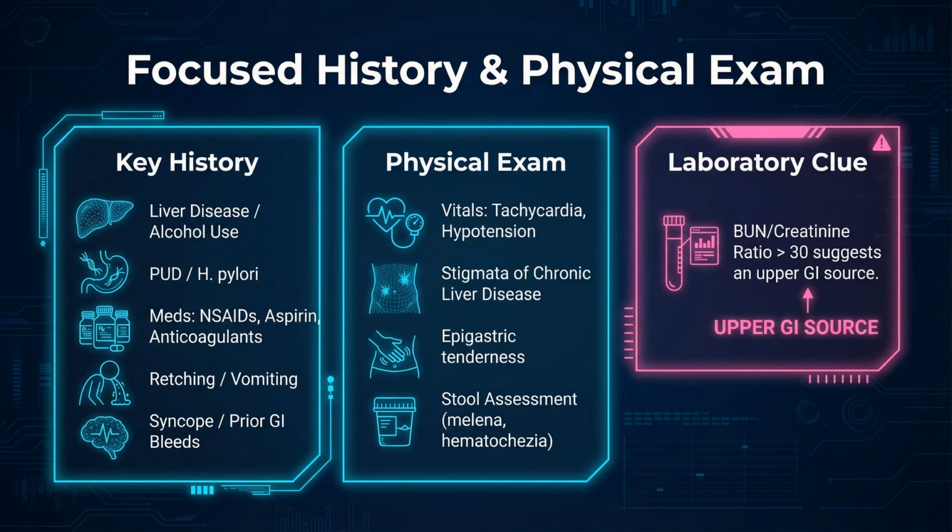On physical exam, check vitals for tachycardia, hypotension, or orthostasis. Look for stigmata of chronic liver disease like jaundice, ascites, or spider angiomata. Palpate for epigastric tenderness. And finally, a stool assessment is crucial to document melena or hematochezia. A key laboratory clue is the BUN to creatinine ratio. A ratio greater than 30 is highly suggestive of an upper GI source, as the digestion and absorption of blood proteins in the upper GI tract leads to a disproportionate rise in BUN.